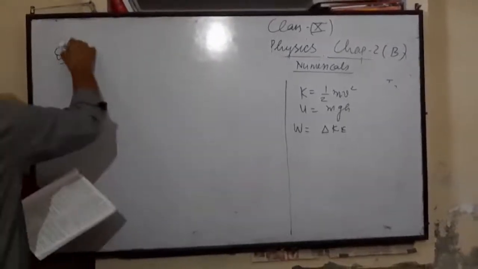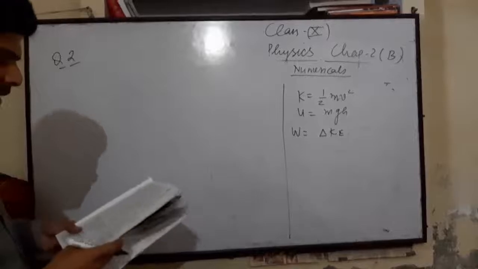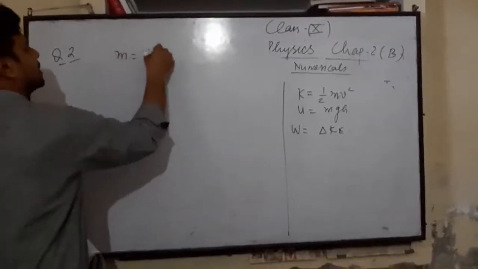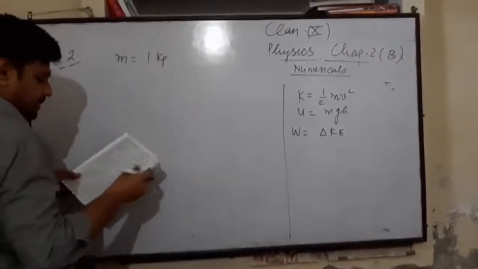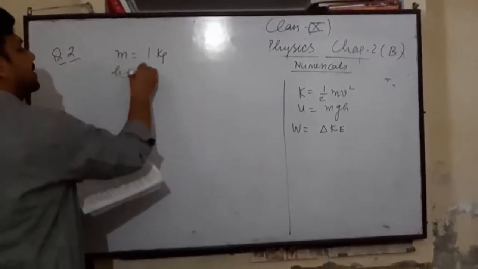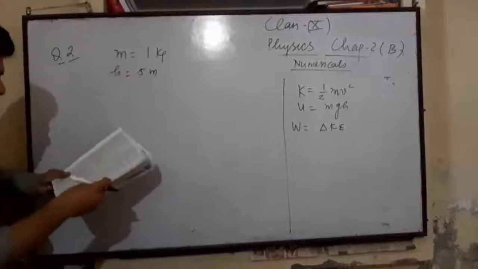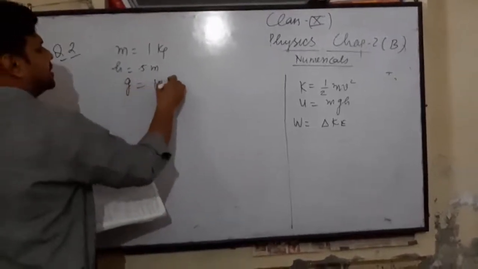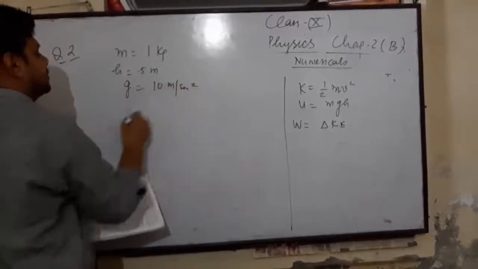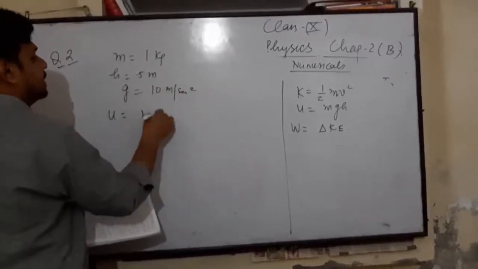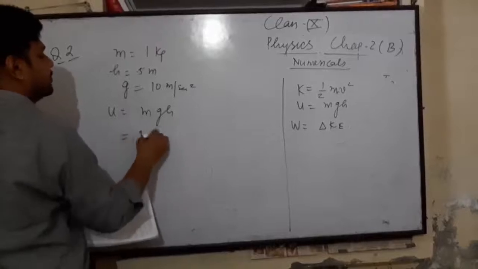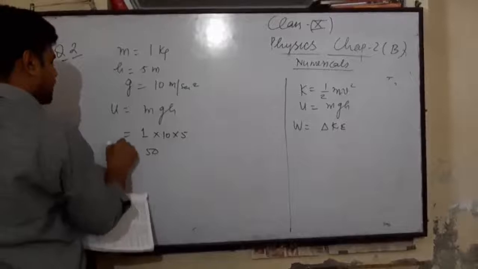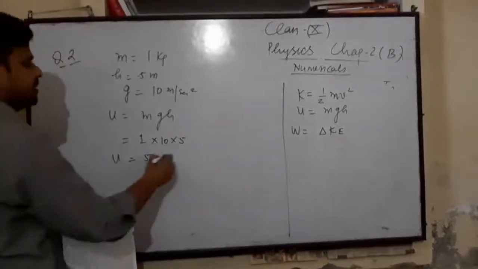Now question number 2. Find the gravitational potential energy of 1 kg mass. Here mass m is 1 kg, kept at a height h of 5 meter above the ground, if g is 10 meter per second square. So potential energy is given by mgh: m is 1, g is 10, h is 5, so it is 50. And what will be the SI unit of potential energy? It is joule.